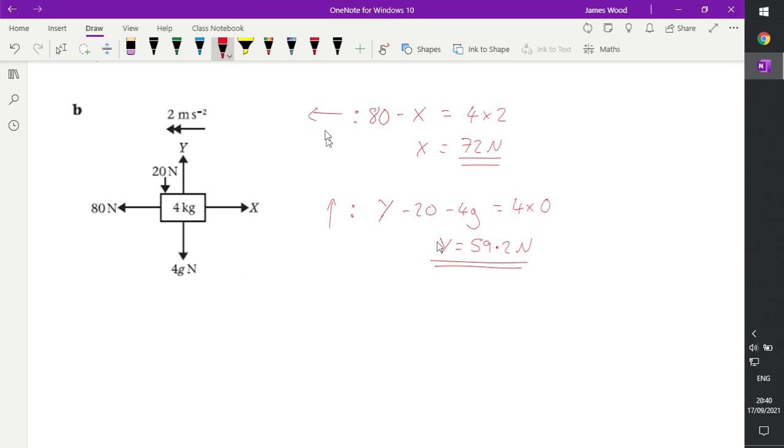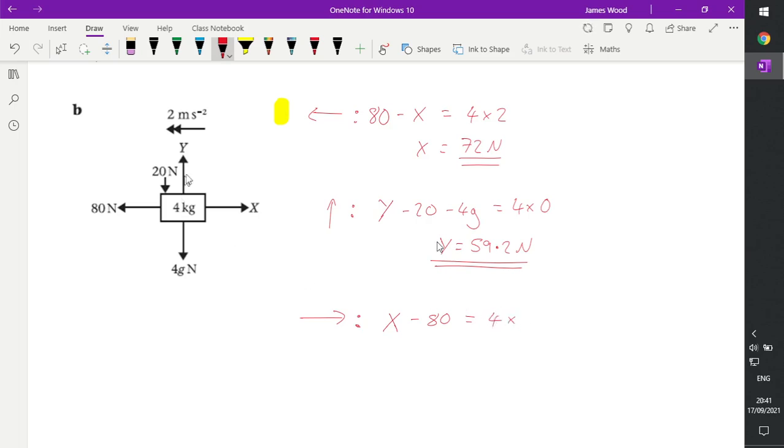Just to make a point about which direction I resolve in, so left or right or up and down, if I was going to redo this calculation here, but instead I was going to look at the forces to the right, then I would have x, because that's going to the right, so that could be positive x now, minus 80, and that would equal m4.